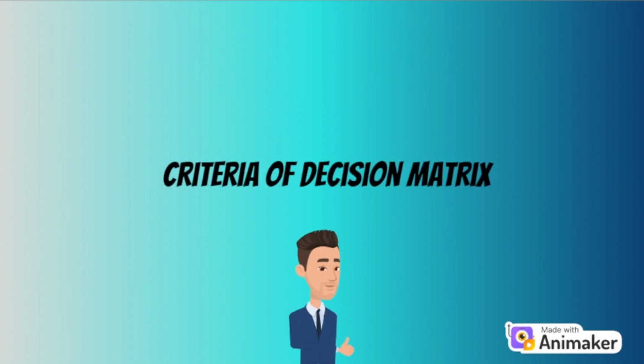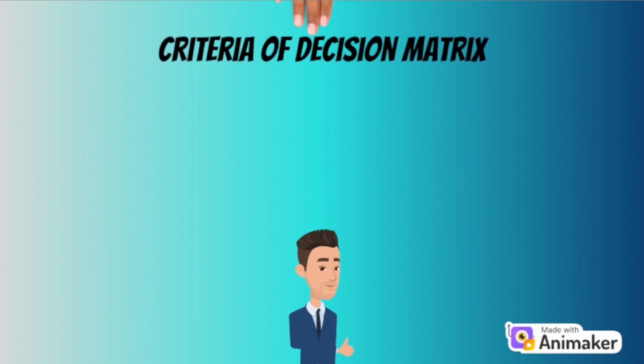Criteria of the decision matrix. The criteria of the decision matrix consist of some steps that will lead us to creating a decision. A decision matrix consists of rows and columns that allow the evaluation of alternatives related to various decision criteria. There are 6 steps for the decision matrix.